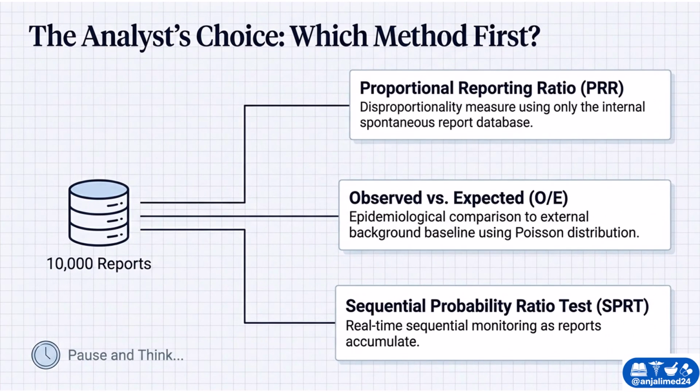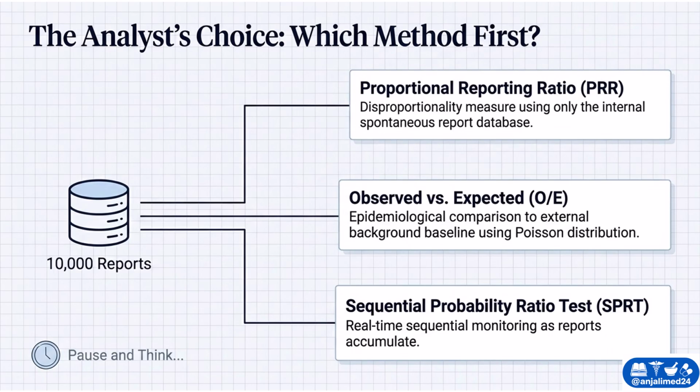Now comes the critical decision for the pharmacovigilance analyst. Which statistical method should be used to investigate the signal? With over 10,000 surveillance reports available, there are multiple analytical pathways. The first method is proportional reporting ratio, PRR. This approach compares how frequently a specific adverse event is reported for one vaccine versus all the other vaccines within the same database. It's fast, practical, and widely used for signal detection.